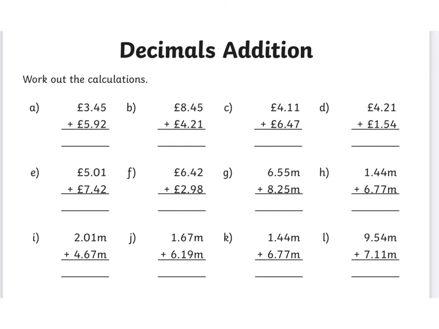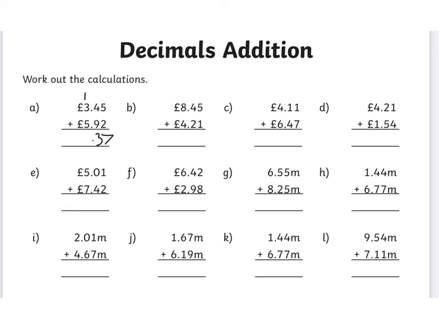So within these examples here, you may need to use a written calculation, and they're laid out in order to make that easy for you to do. Okay, so you have £3.45 plus £5.92. So I'm just going to use written calculation for this. 5 plus 2 is 7. 4 plus 9 is 13. Let's put down your 3, carry your 1.